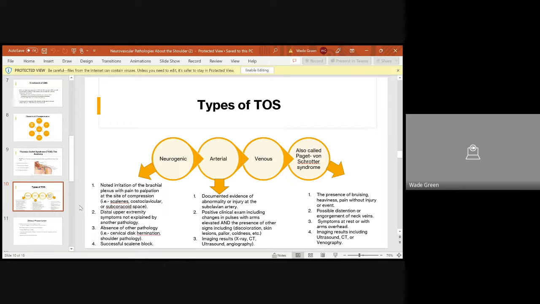Same thing with our venous presentations. Venous presentations, however, are also more likely to present with edema. Now, atraumatic venous thoracic outlet is referred to as Paget-von Schroetter syndrome. Paget-von Schroetter syndrome is a venous thoracic outlet that shows up without any injury noted.